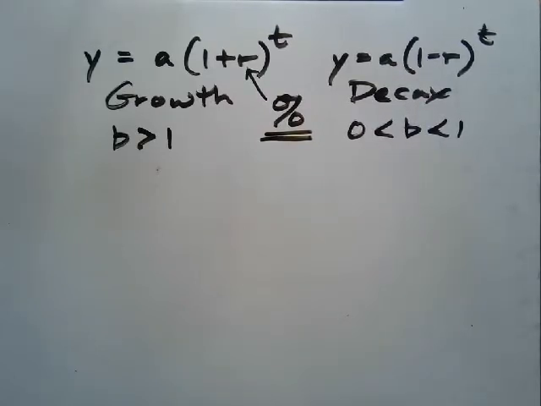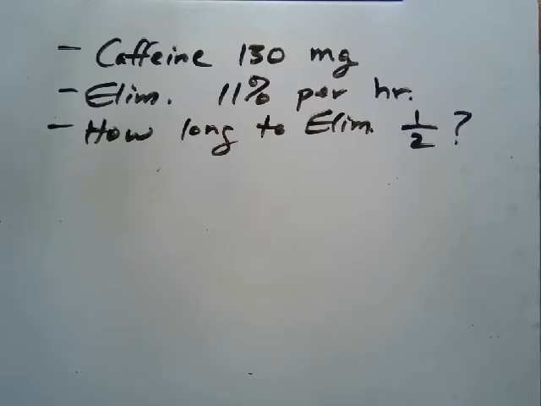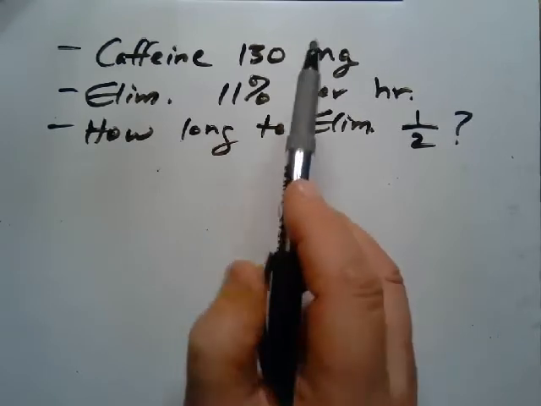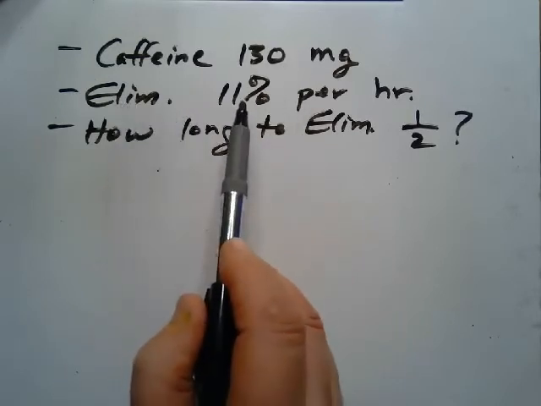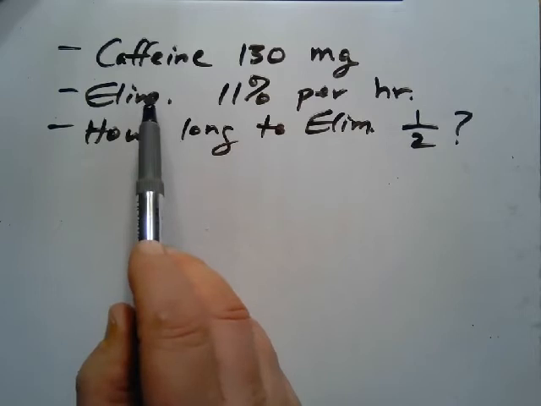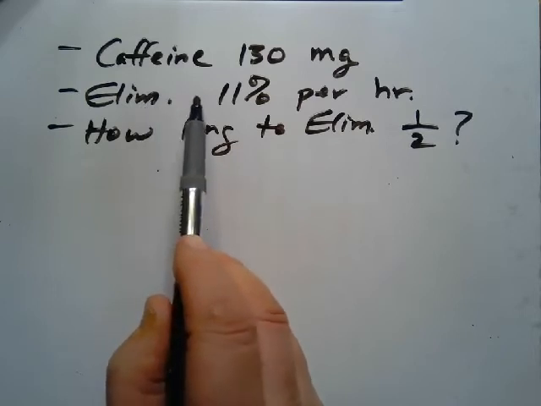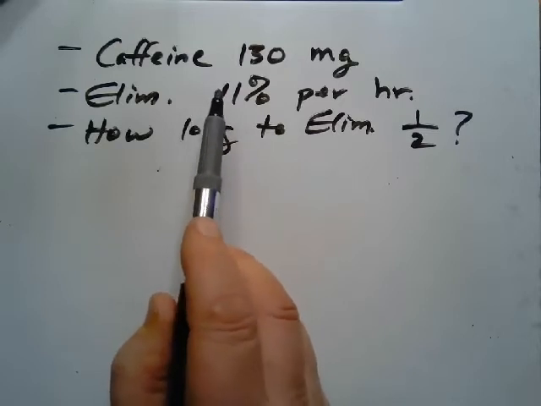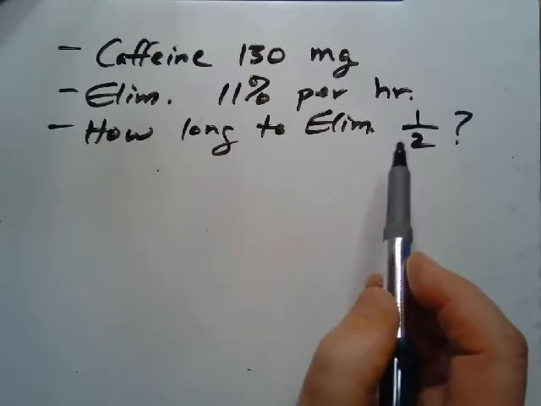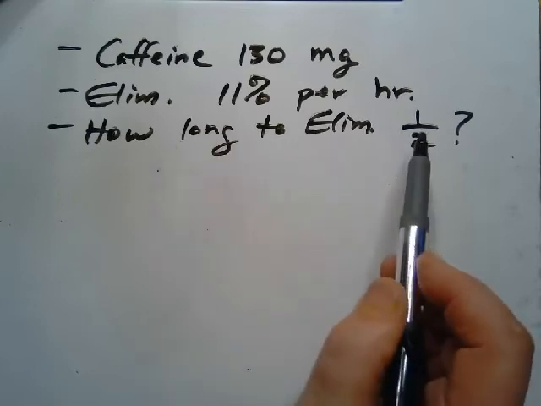Now let's try a problem from your book, example 1 on page 560. The problem talks about a cup of coffee. Coffee contains 130 milligrams of caffeine. If caffeine is eliminated from the body at a rate of 11% per hour, it's eliminated. Oh, that sounds like something's getting smaller. So this is going to be decay. At a rate of 11% per hour, how long will it take for half of this to be gone?